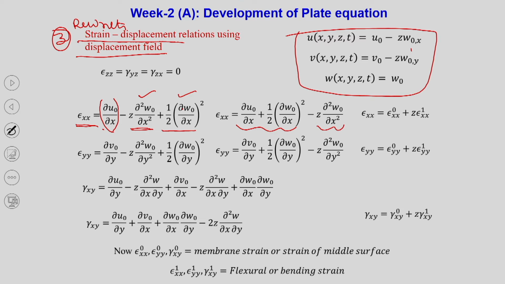Basically these terms put together are denoted as epsilon xx naught, and sometimes we call it the membrane strain or middle surface strain. Then the double derivative term is denoted as epsilon xx1. We call it the bending strain or flexural strain. Contribution and stretching strain.